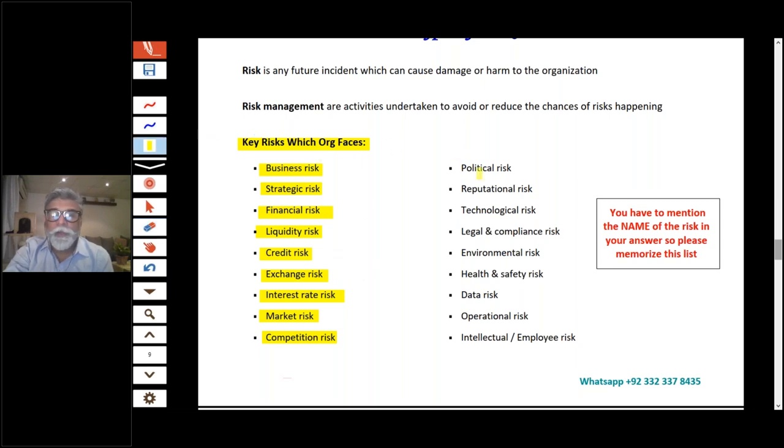Now, political risk. The risk that the political situation or the government situation of the country becomes unfavorable for the business.